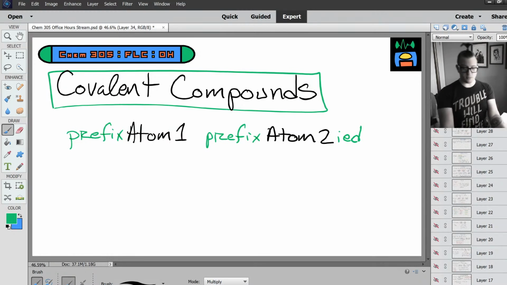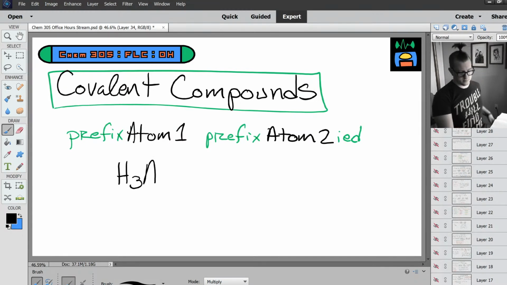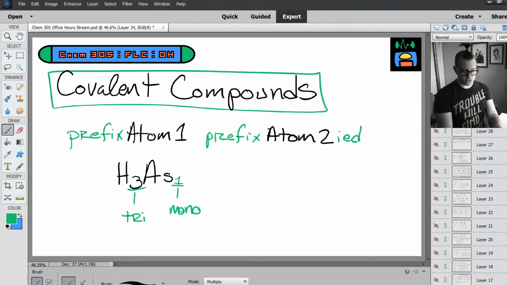So, for example, this would be, so our first prefix is tri. Our second prefix is mono. So you would name this thing, whoops, not that kind of tri. Trihydrogen monoarsenide.